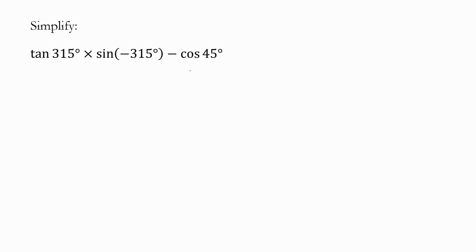So if you look at this expression here, what do you think are the concepts that we need to remember here? Okay, tan 315 degrees, you see that? We have to use a reduction formula there, okay? Right, sine negative 315 degrees, we have to use negative angles and the reduction formula, and then cos 45 is a special angle, so we may be required to use reduction formula, negative angles, and special angles.